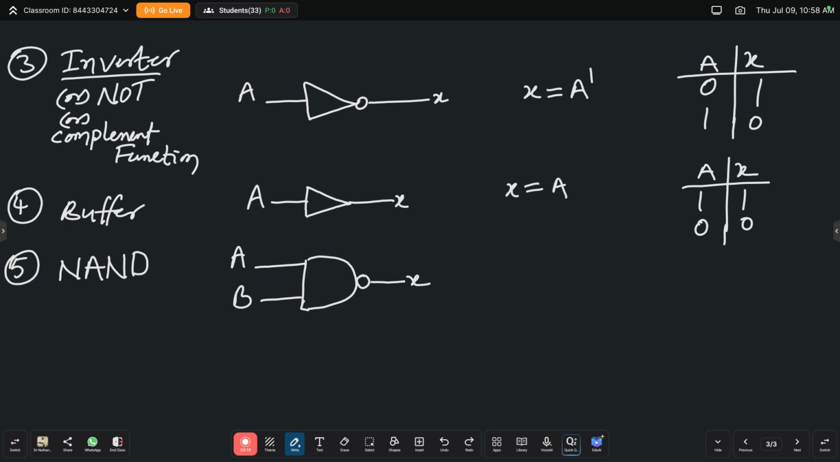So what is the formula? X equal to AB dash. Correct? Same. Just we are applying inverter of AND gate. So results also same.